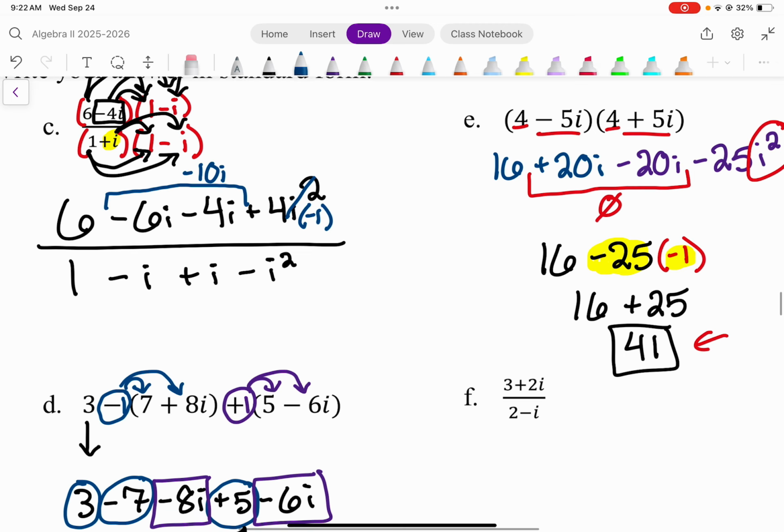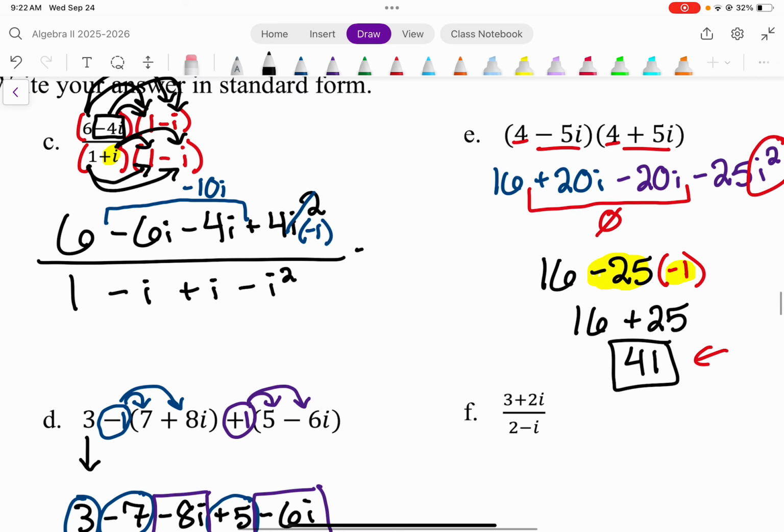So on the top, we would end up with 6 minus 10I, and then the 4 times negative 1 would be minus 4. Then on the bottom, we have negative I plus I. Every time you do a problem like this, these two middle terms should be opposite values so that they cancel each other out to equal 0.